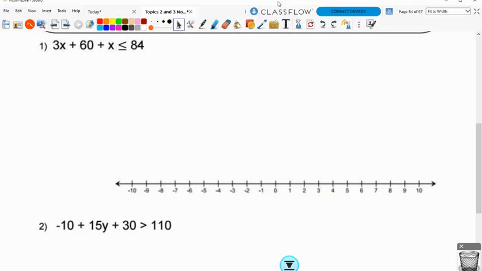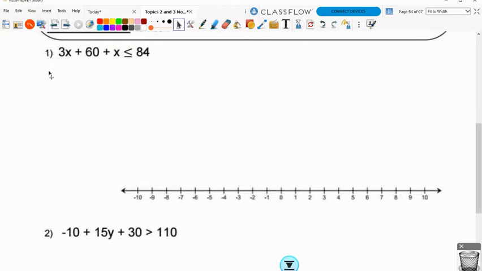So on the left-hand side, I notice that I have two variable terms. I have a 3x and an x, and so I'm going to rearrange so that they're together. 3x plus 1x, and then I'll put plus 60 is less than or equal to 84. And now I can combine 3x and 1x to make 4x. So I have 4x plus 60 is less than or equal to 84. And this is now a two-step inequality.